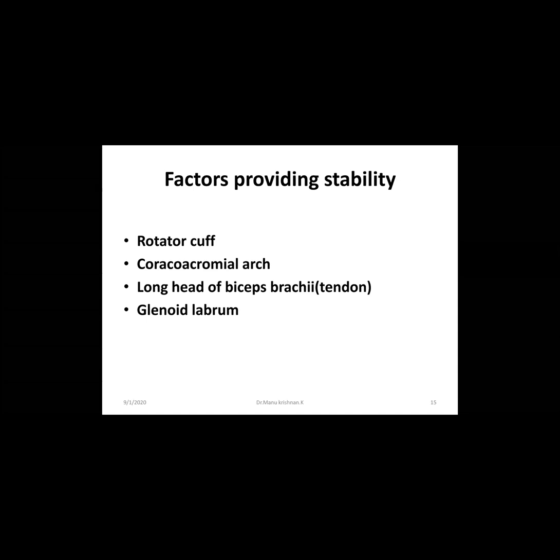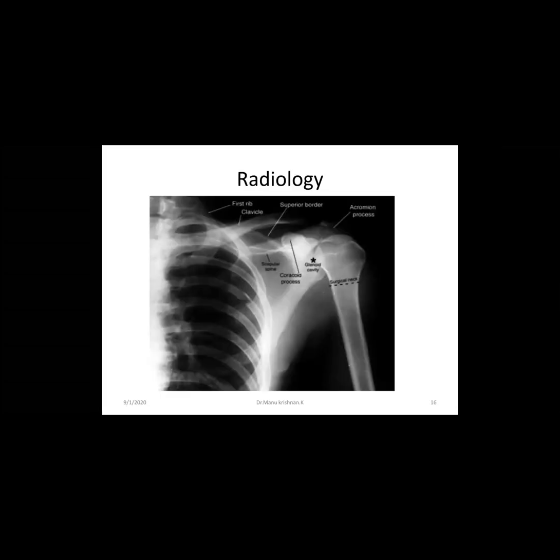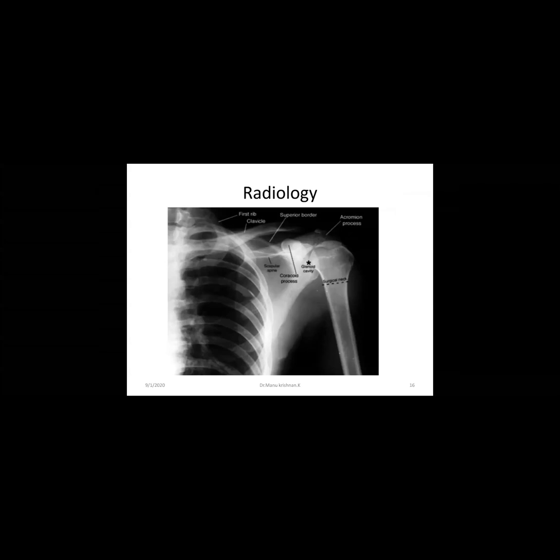We have seen the movements of the shoulder joint. And now we have seen how the stability of the shoulder joint is maintained. And the next part is the radiological anatomy. Here we have a representation of the normal radiological anatomy of the shoulder joint.